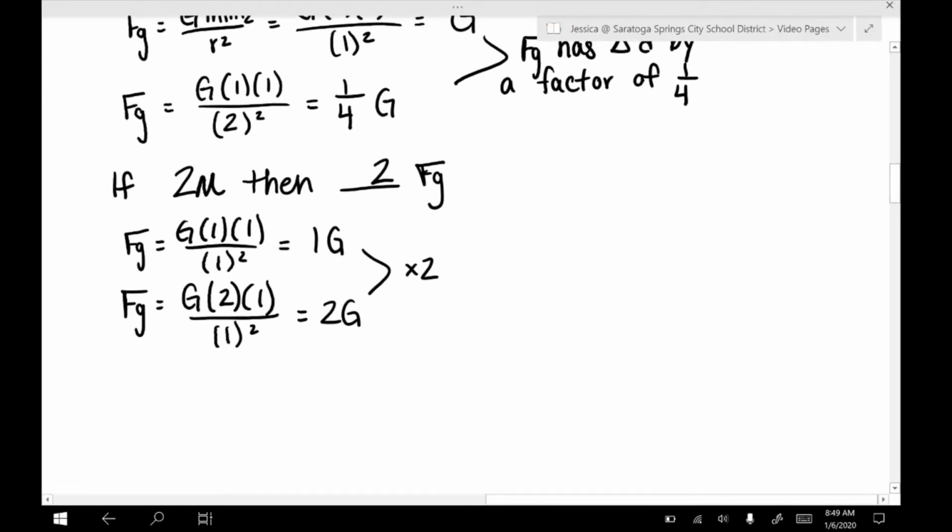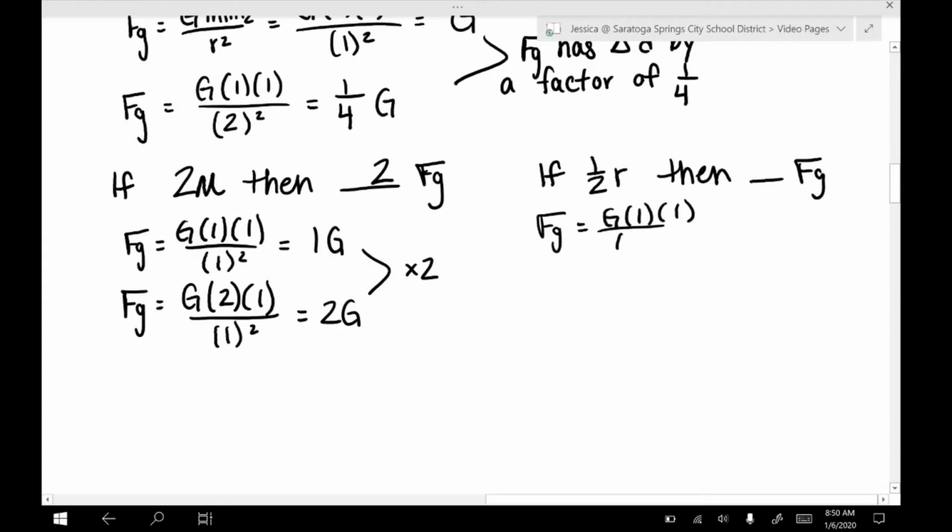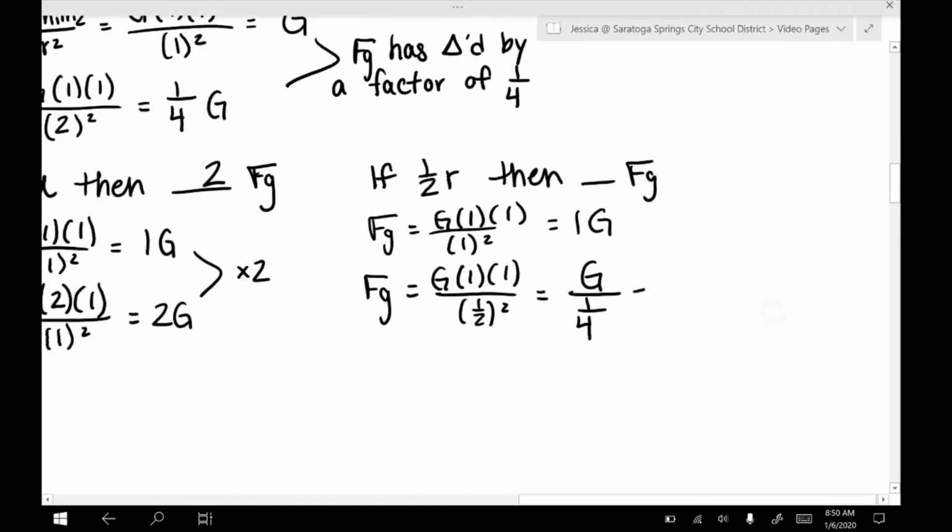Or I could say something like, well, what happens if I half R? Then what happens to FG? Again, everything initially gets a value of 1, just to make life easier. I'm not saying the mass of a planet is 1 kilogram. That's impossible. So if I halve R, 1 over 1/2 squared, that gives me G over 1/4, which is actually the same as 4G. So again, this is a change of a factor of 4. So if I halve the radius, then I quadruple FG.